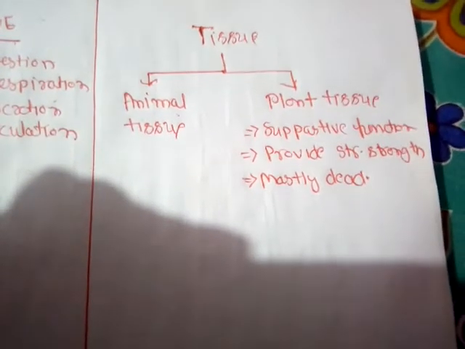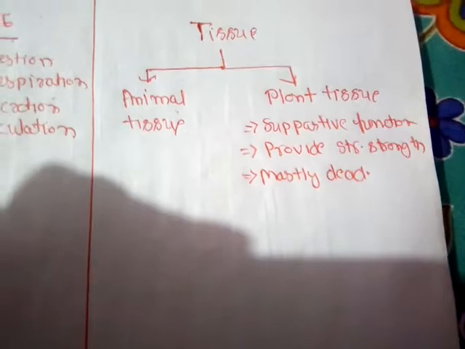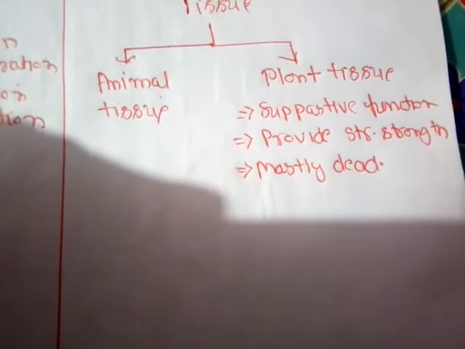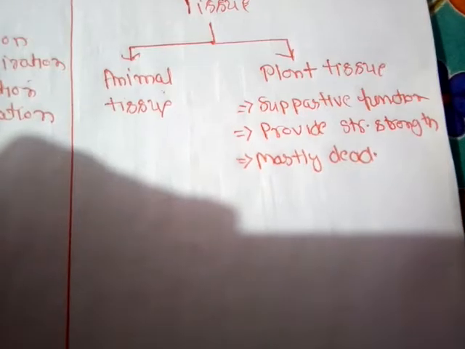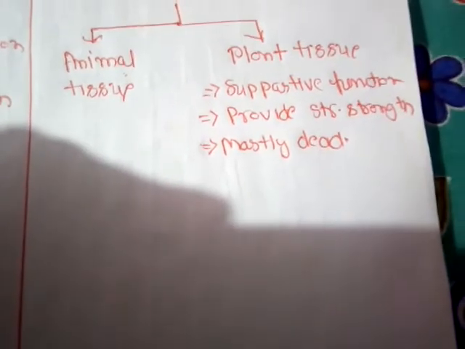As you know, the plants are fixed, they are sedentary, they don't move, and that is why most of the tissue in the plant body are there to provide the structural supportive strength to the body, and most of the tissue are dead. Most of the tissue are dead.